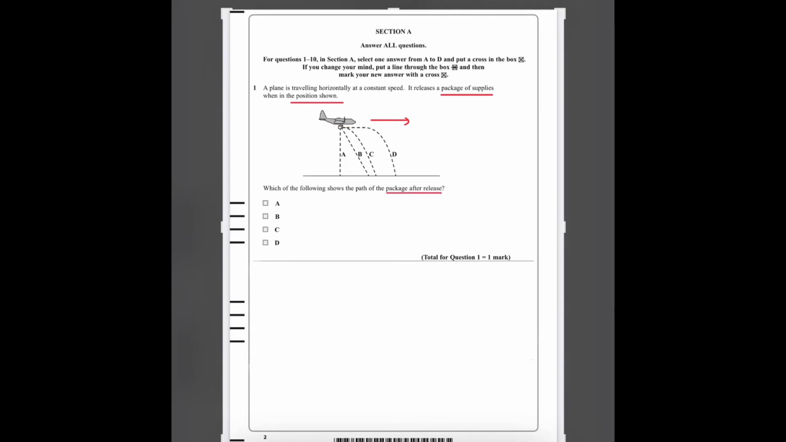So basically the plane is traveling horizontally. Initially it is traveling only horizontally at a constant speed, so it has a horizontal component and does not have any vertical component. Then when the package of supplies is released, it moves downwards due to the attraction of gravity. The package accelerates downwards, so slowly the vertical component increases, right?